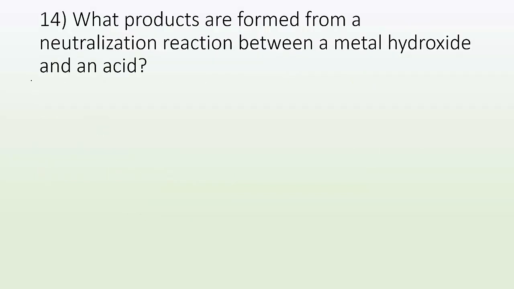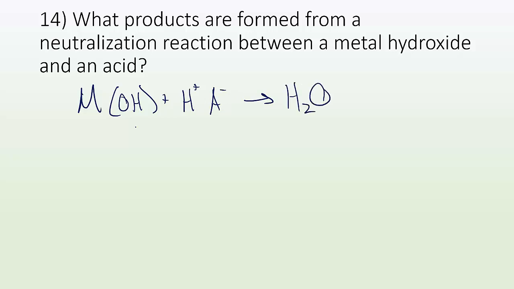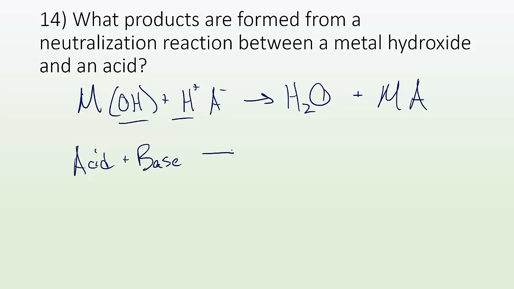14. What products are formed from a neutralization reaction between a metal hydroxide and an acid? So it's saying it doesn't matter what the metal is, it's a metal hydroxide. And then an acid, where you get an H plus and then some anion. Well, you always end up with water, because that OH minus and the H plus are going to meet up, and then a salt. You're going to get whatever the metal is and the anion. So the generic formula is acid plus base is going to give you water and a salt. So the correct answer would be water and a salt.